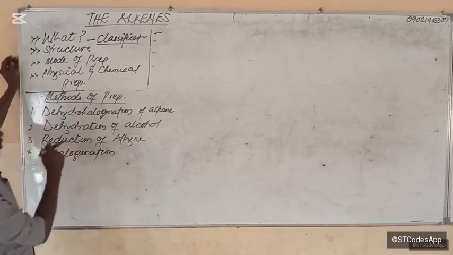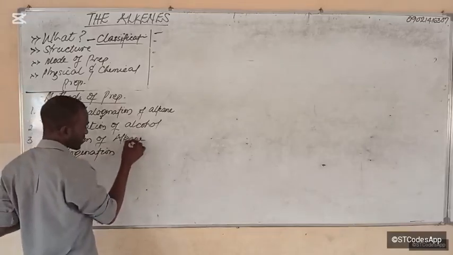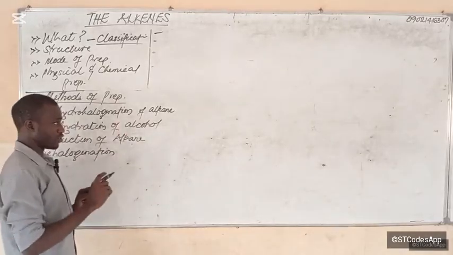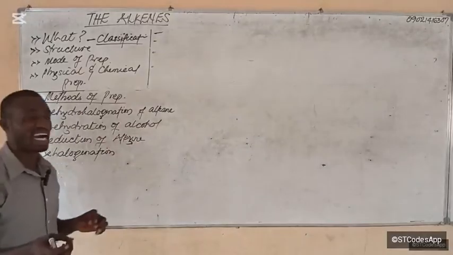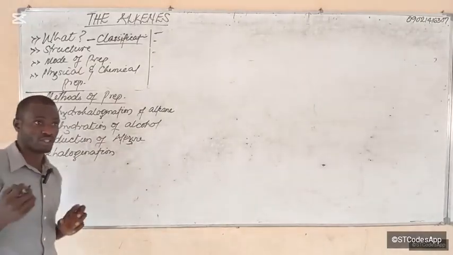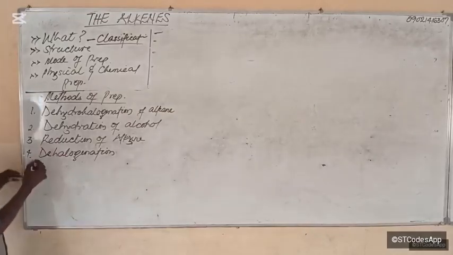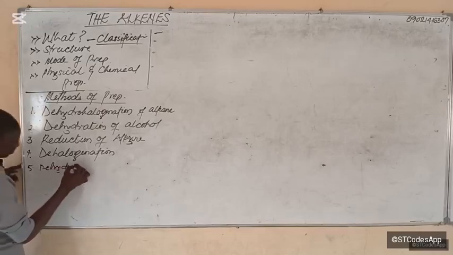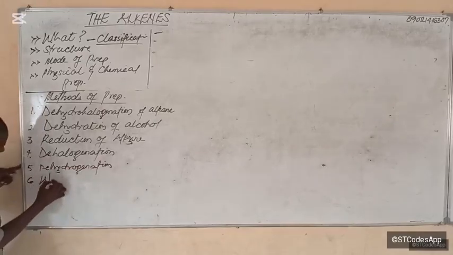Reduction, is it reduction of alkyne? What's reduction? Addition of hydrogen. Yes, so it will be of alkyne. Then if it's alkane, it will be removal of hydrogen. So that will be dehydrogenation, but I probably might not cover that. Let me just add it. Dehydrogenation. The other one I would like to cover is the Wittig reaction.